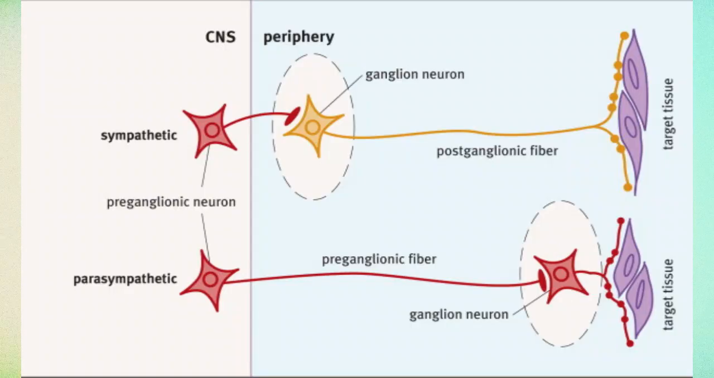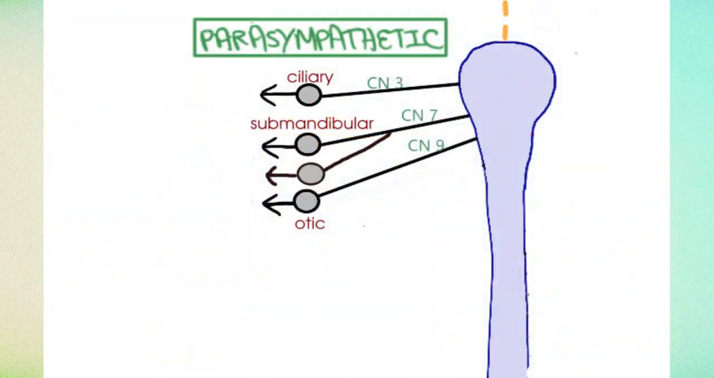In the sympathetic division, these preganglionic fibers are usually short and terminate in ganglia near the spinal column. The postganglionic fibers then travel to the target tissues. In the parasympathetic division, fibers tend to travel longer distances to ganglia near or within the organs they control, such as the ciliary, submandibular, otic, and pelvic ganglia.